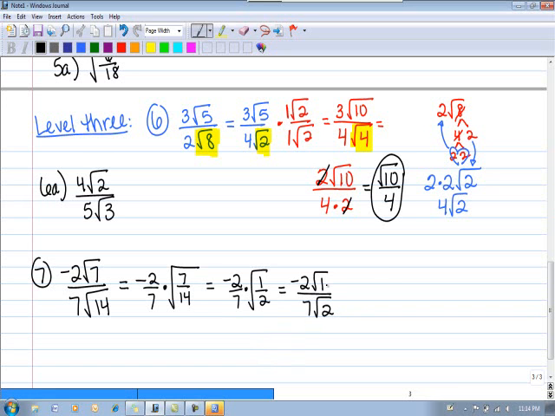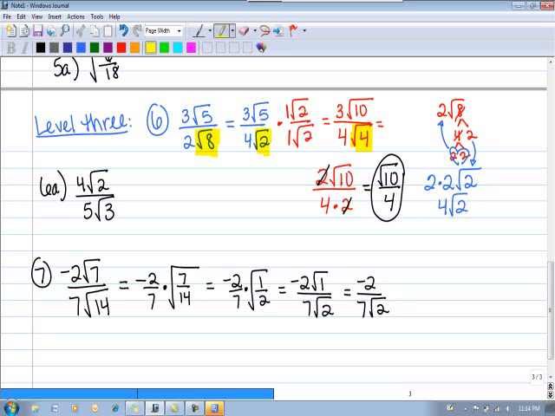The square root of 1 is 1, so this is really just negative 2 times 1. So my numerator is negative 2, and my denominator is 7 radical 2. Now, don't be caught in trying to simplify the 2's together, because that 2 in the numerator is outside the radical. It cannot be simplified with the 2 that's inside the radical.